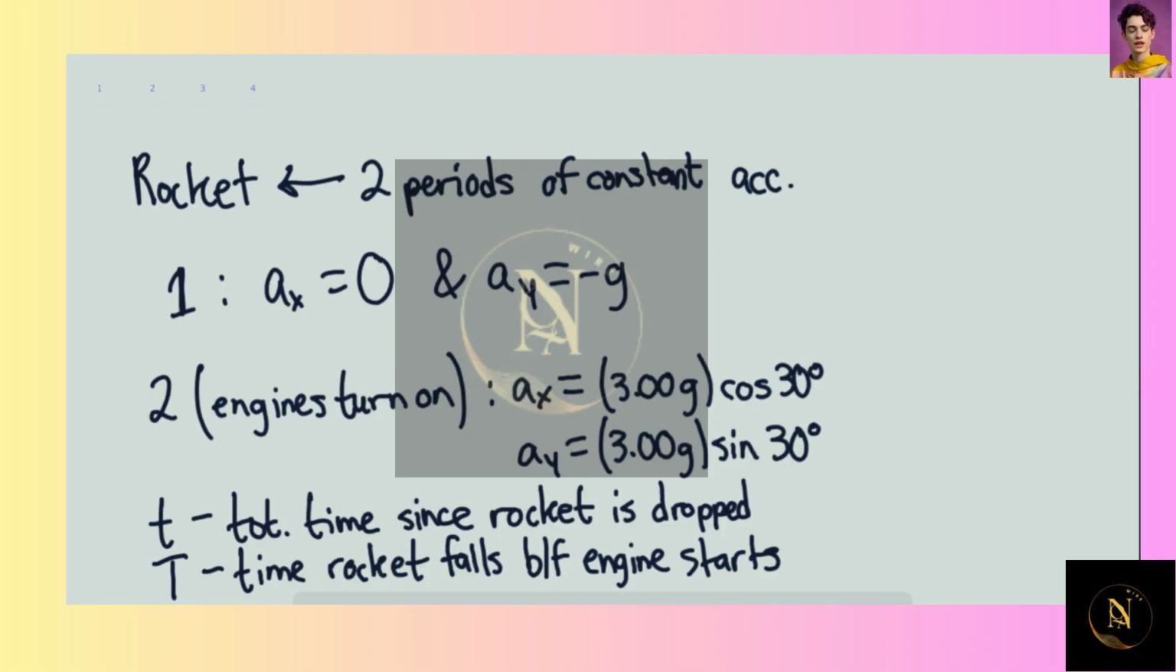For the second period of constant acceleration, the engines are turned on for the rocket, so the acceleration in the x direction equals 3.0 g multiplied by cosine of 30 degrees. For the y direction, it is 3.0 g multiplied by sine of 30 degrees.